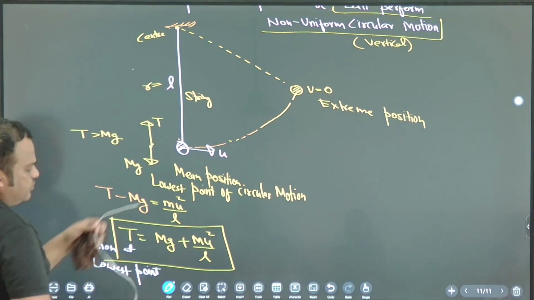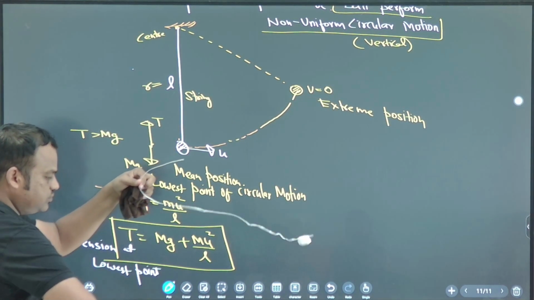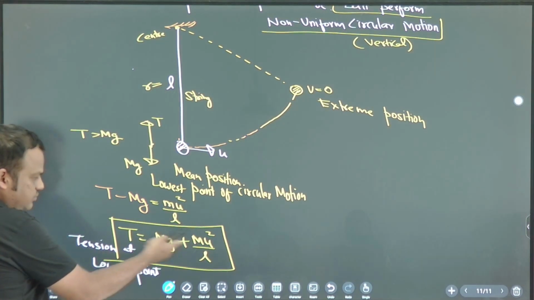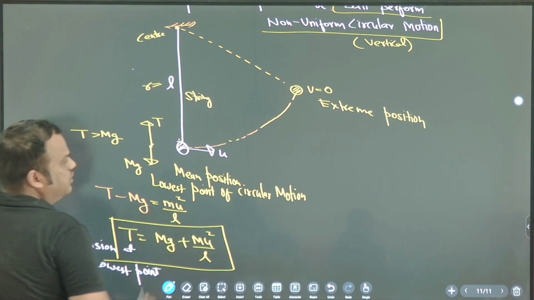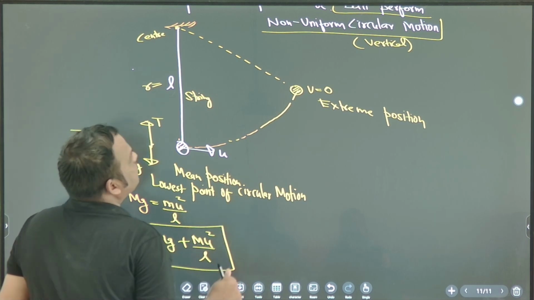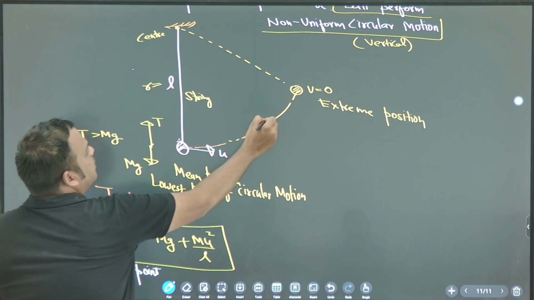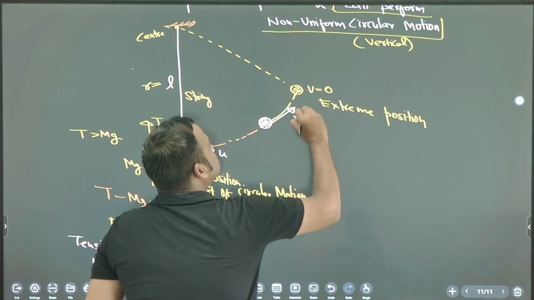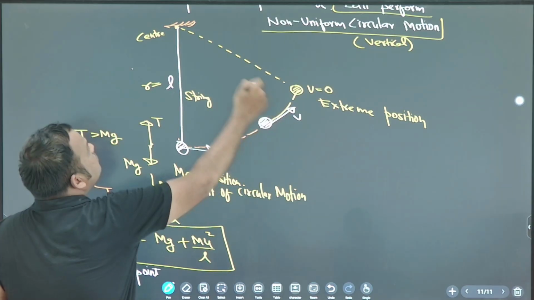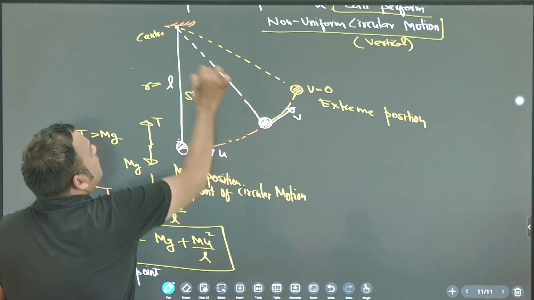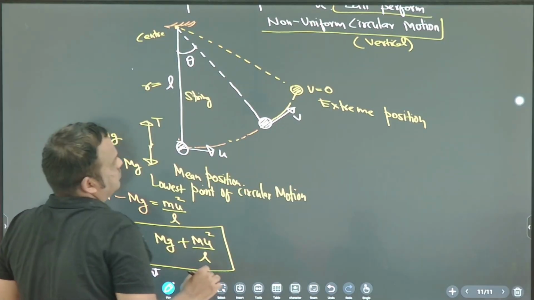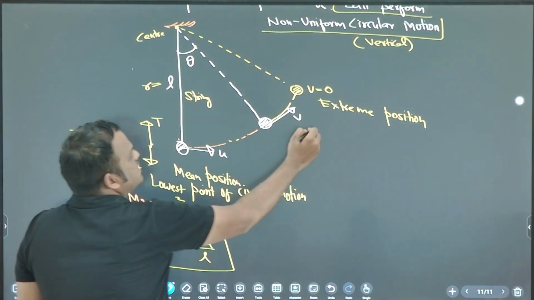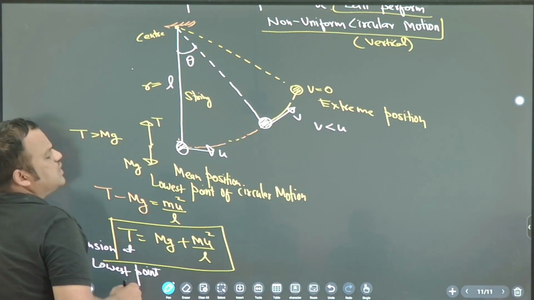Mg. Good. Now I am hitting it with speed u. So now when I hit, what is the tension when I hit? Mg plus mu square by L. Okay. Now after some time it will come here. Suppose the velocity is v and angle with vertical is theta. Now is v more than u or less than u? Less than u. Good. v is less than u. Speed is decreasing.